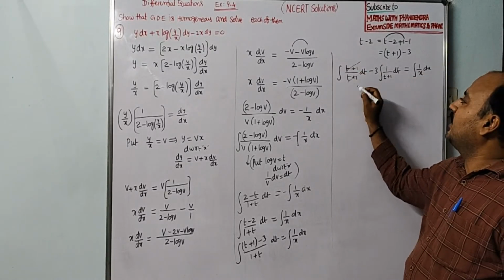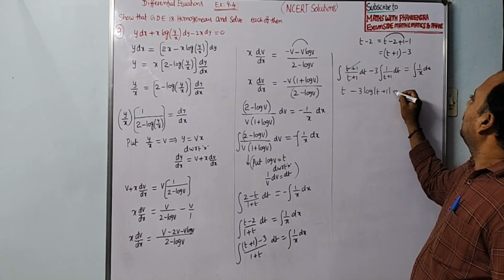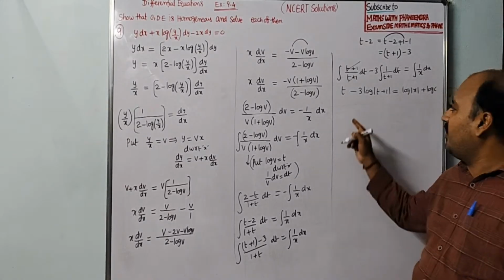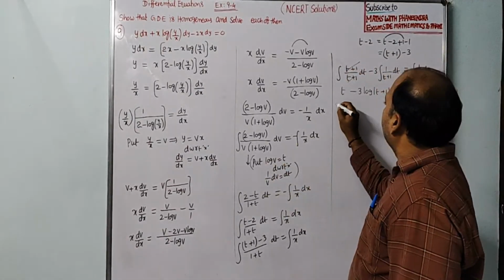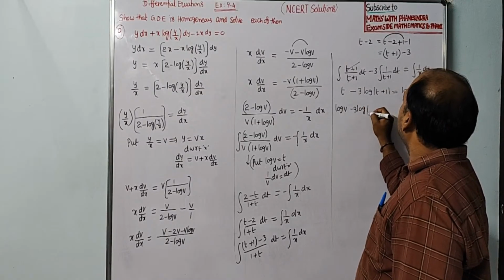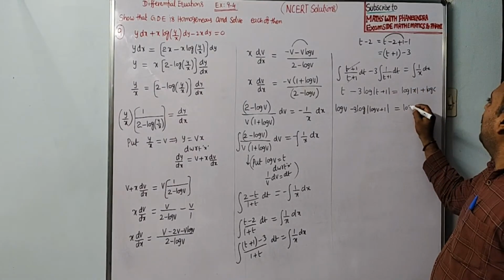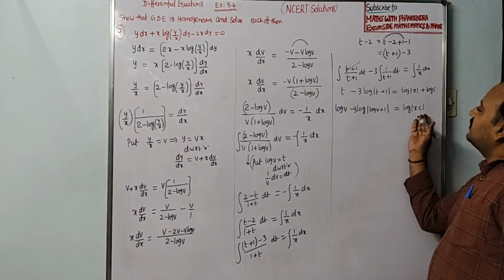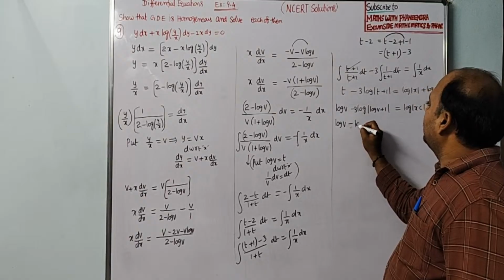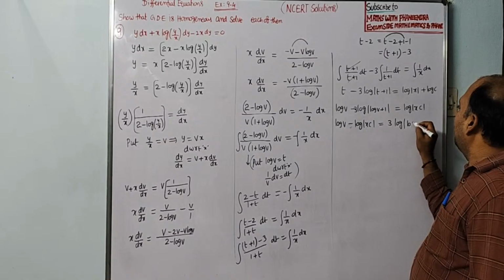So these two will be cancelled. Integral dt is t, minus 3 into log mod (t plus 1), equals log mod x plus log c. Okay, dear students, wherever t is there, what do you have to replace again? Log v. So log v minus 3 times log (v plus 1) is equal to log xc. Bring this log xc to this side: log v minus log xc is equal to 3 times log (v plus 1).